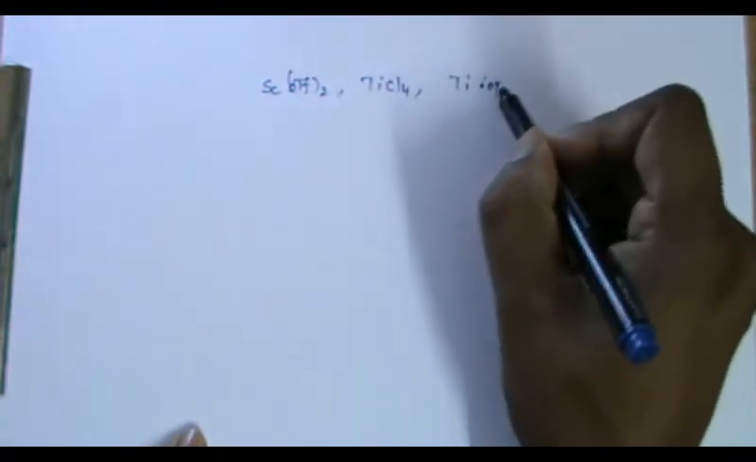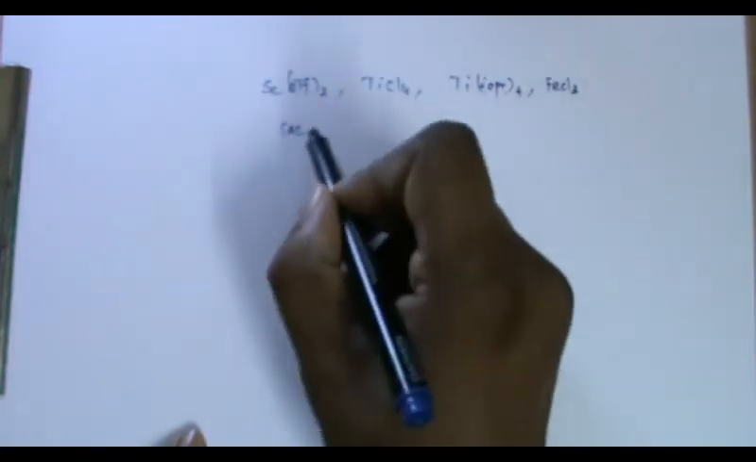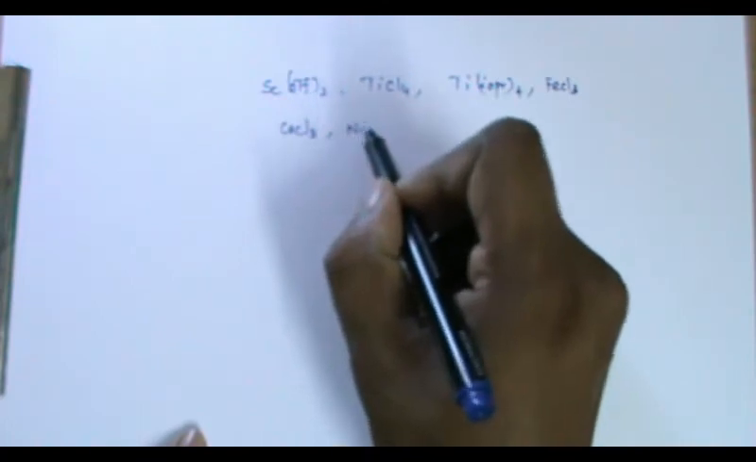There are so many other Lewis acids like AlCl3, SnCl4, like titanium salts. Generally, almost all the transition metals, when attached with electron withdrawing groups, act as Lewis acids. For example, scandium triflate, titanium tetrachloride, titanium tetraisopropoxide, ferric chloride, cobalt chloride, nickel chloride. All these compounds can act as Lewis acids.